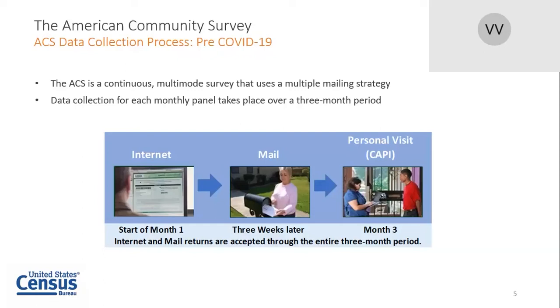The ACS uses a multi-mode data collection strategy with multiple mailings in order to get responses from all segments of the population. The ACS includes 12 monthly independent samples. Data collection for each sample spans 3 months with mail and internet returns collected during this entire period. The process operates in continuously overlapping cycles so that during any given month we have data collection activities occurring for 3 separate monthly panels. Respondents are always able to call our telephone questionnaire assistance line at any point during the 3-month data collection period if they have questions or if they would prefer to respond over the phone.